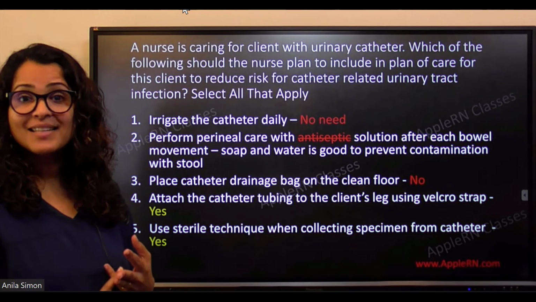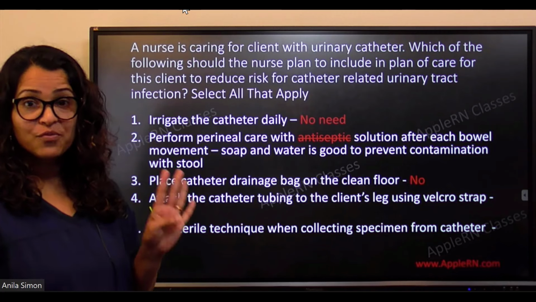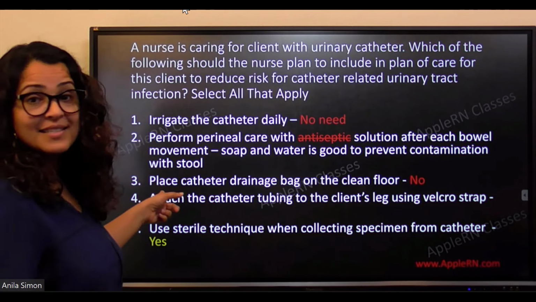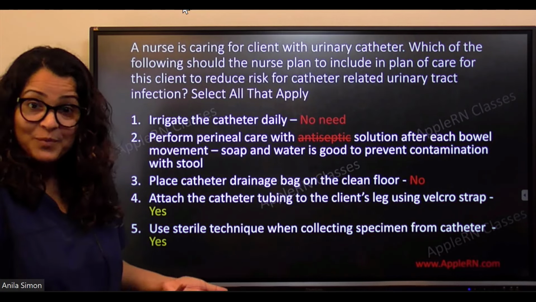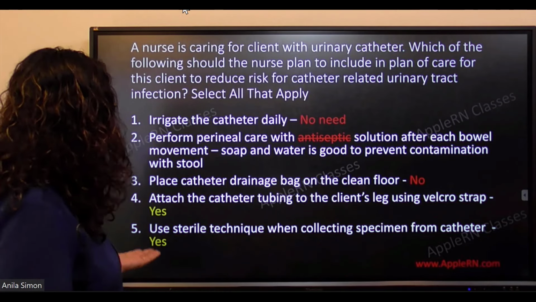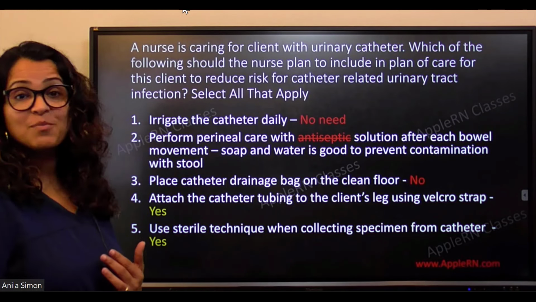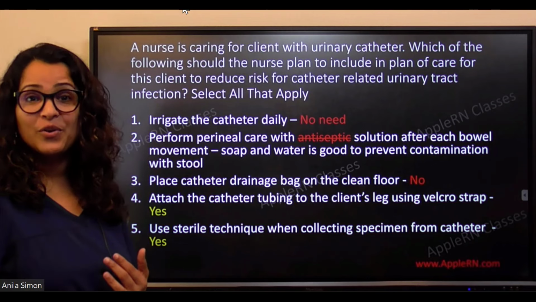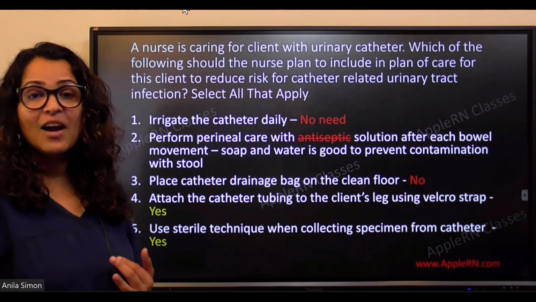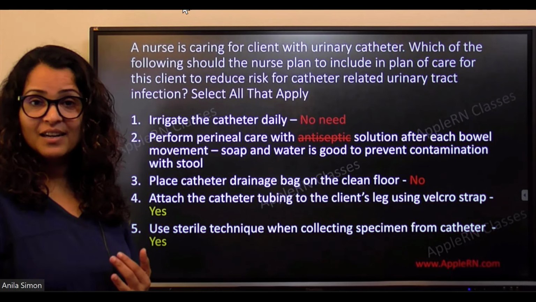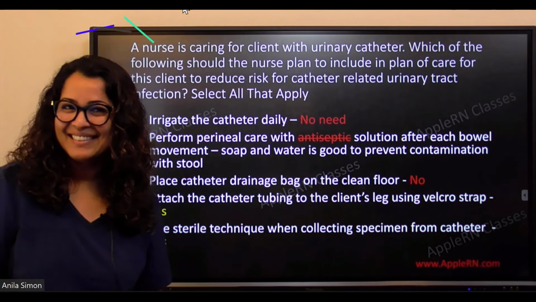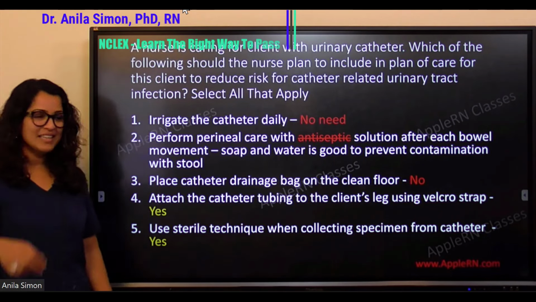The only 2 answers which we have here are 4 and 5. Attach the catheter tubing to the client's leg using a Velcro strap. Good. Securing it is a good thing. Use sterile technique when collecting a specimen from the catheter. Of course. It's a big of course. You should do that. So we have only 2 answers here, 4 and 5. Are we good with that? You got it, right? Does everybody agree with that?